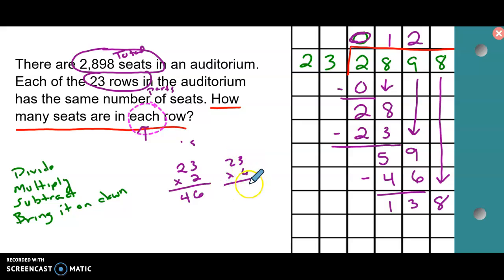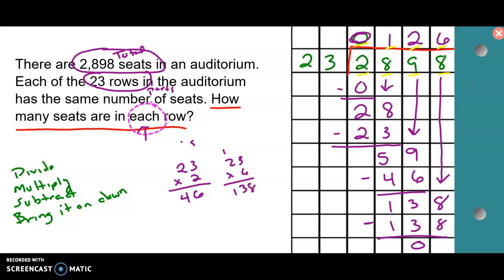And I'm going to get 6 times 3 is 18. Carry my 1. 6 times 2 is 12. Plus 1 is 13. Whoa! 138. So guess how many times 23 goes into 138? 6 times. So I'm going to subtract 138, and I am at 0. Now the cool thing is this. Watch. I have 1, 2, 3, 4 digits in my dividend. I have 1, 2, 3, 4 digits in my quotient.